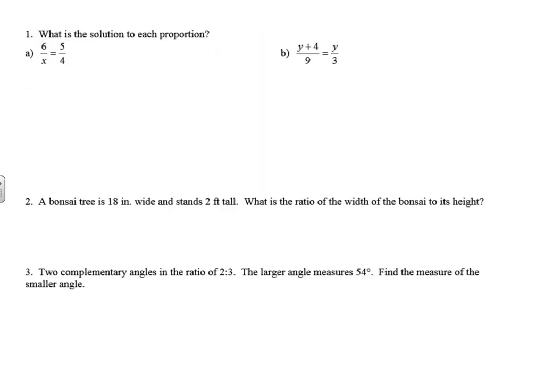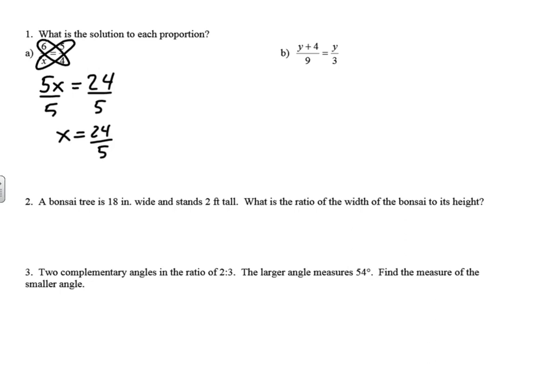What is the solution of each proportion? The product of the means equals the product of the extremes. It doesn't matter which side you put it on. I like to put the x, if there's only one, on the left side. So 5x equals 24. We divide by 5, so x is 24 over 5. That's simplest form. Nothing goes into 5 and 24.